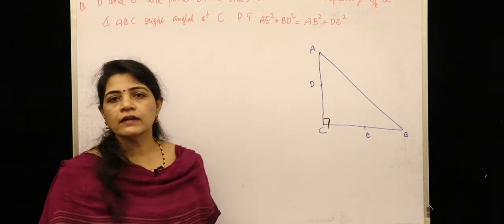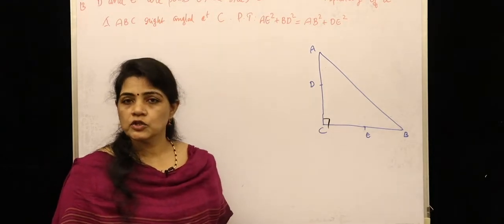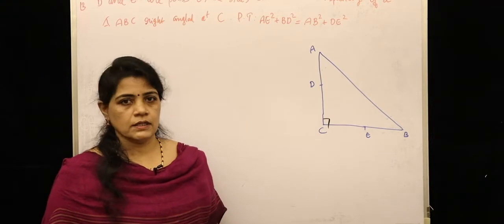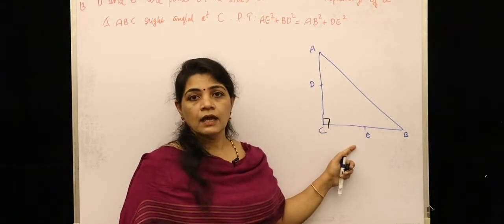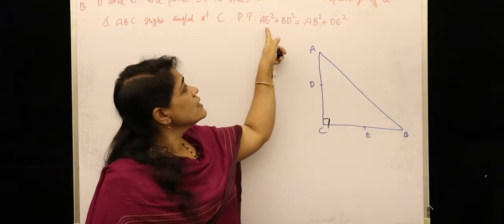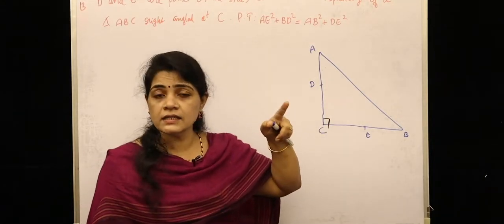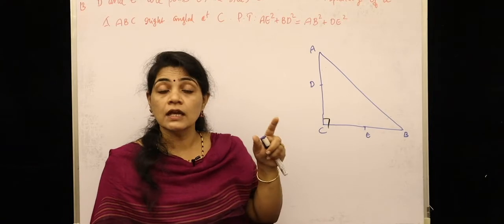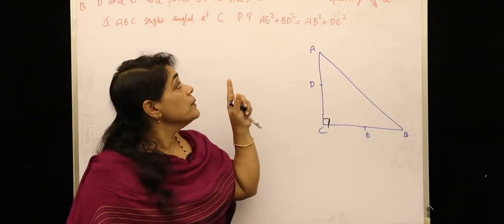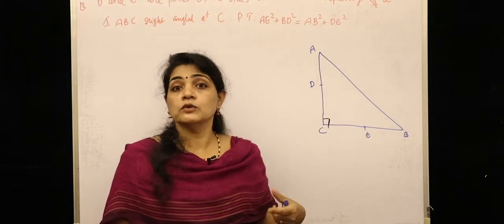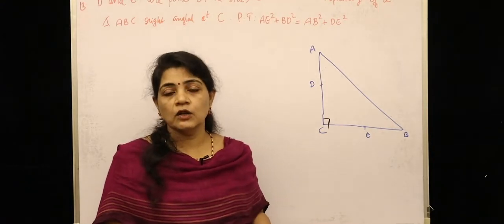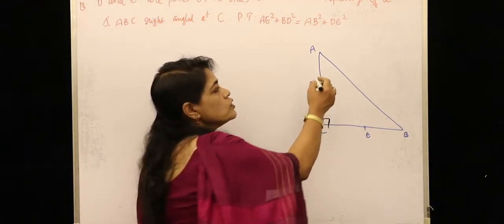Since it is given that it is a right triangle, you can surely apply the Pythagoras theorem, but not only upon this triangle ACB. See children, how can we get AE square? We should get the answer in terms of AE square, and BD square, AB and DE. That means we have to draw some construction. In order to get AE, you have to join AE.